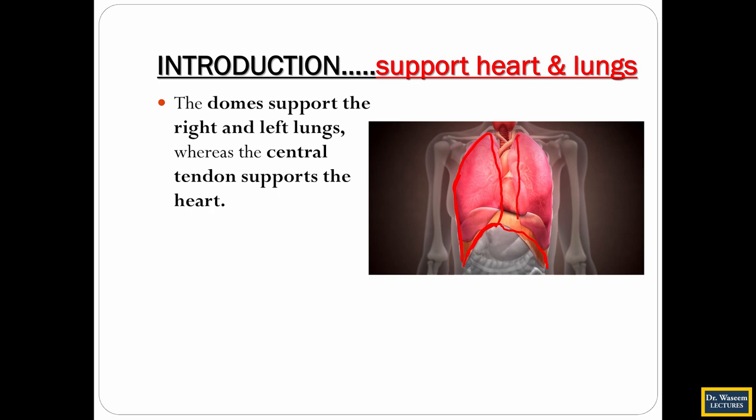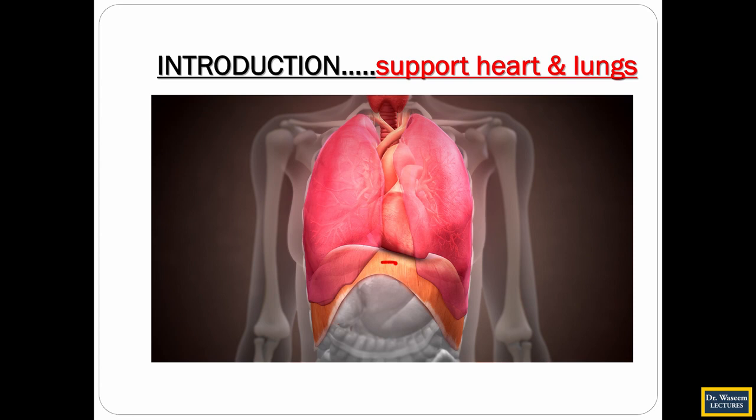You see, they are supporting the lungs, but the central tendon, this orange color here, is supporting the heart. So you see here, the central tendon supports the heart, and these peripheral portions, which are called the domes, are supporting the lungs. So the lungs are actually resting upon the diaphragm, on the peripheral parts of the diaphragm, which you can call the domes.